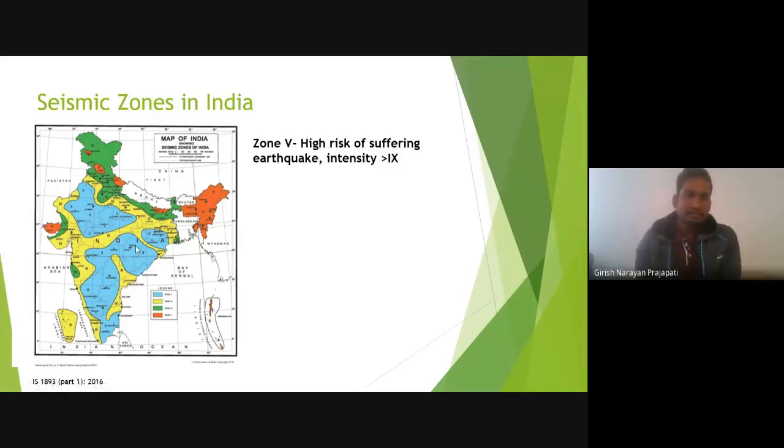The zone 5, which is present here, or near Gujarat, is very high risk. There is a very high risk of suffering earthquakes, and there the intensity is more than 9. The zones are generally distinguished in terms of intensity. If the intensity is more than 9, then it is considered zone 5, with very high risk of suffering earthquakes. In zone 5, we have destruction of buildings and life. There will be a million losses in zone 5.